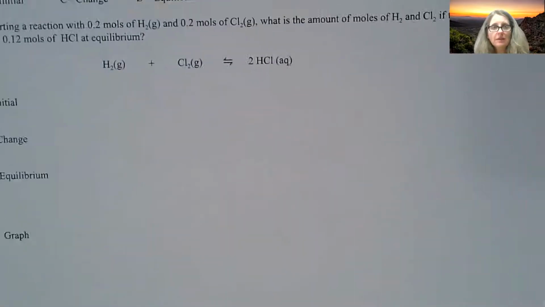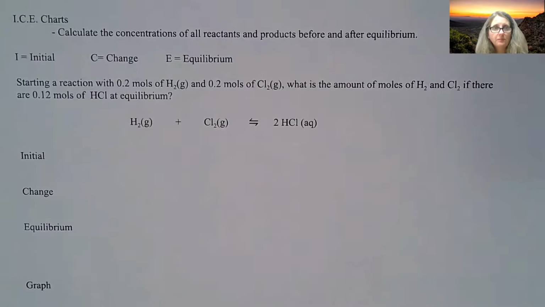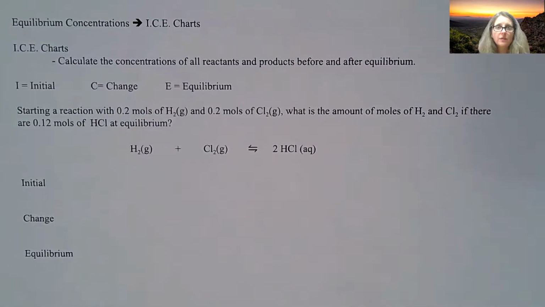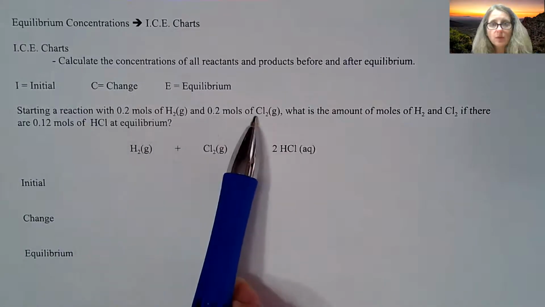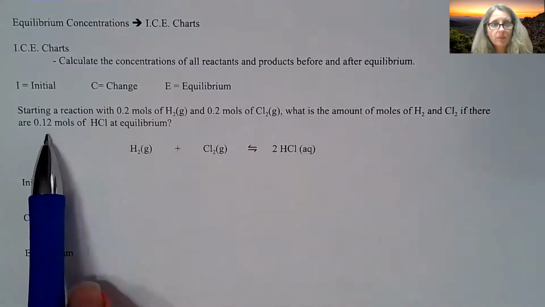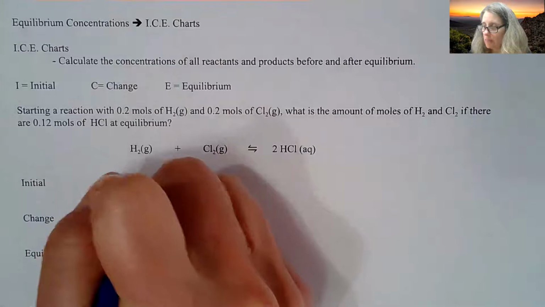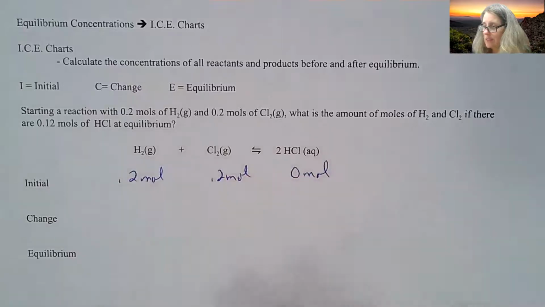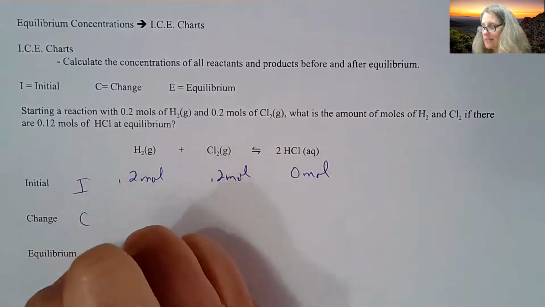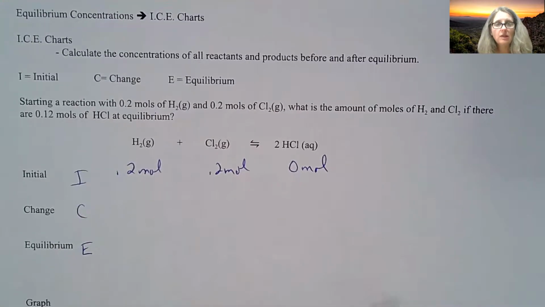So what I've been doing is essentially an ICE chart, okay? ICE charts are very useful for equilibrium concentrations because it's an easy way to organize information in terms of the reactants and the products in an equilibrium. So if I have a reaction of 0.2 moles of hydrogen and 0.2 moles of chlorine, what is the amount of moles if there are 0.12 moles of HCl at equilibrium? So I have 0.2 of this and 0.2 of this, and that just happens to be what it is. So initially, that's going to be my ICE chart, okay, initial, change, equilibrium.